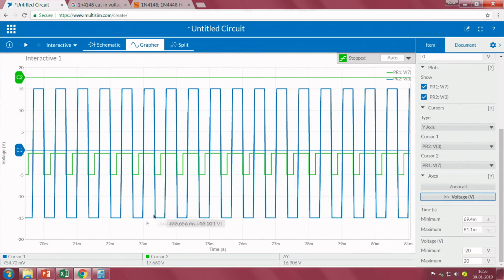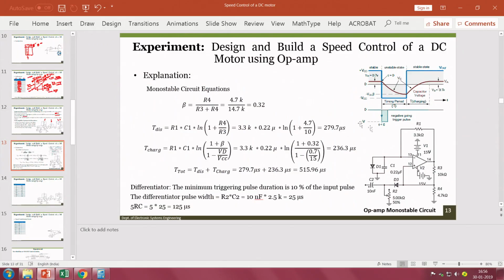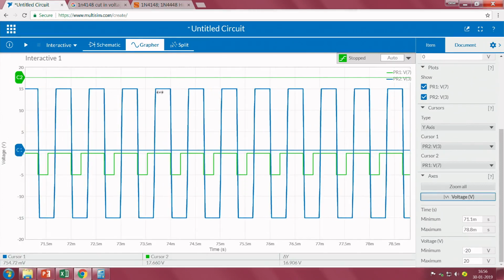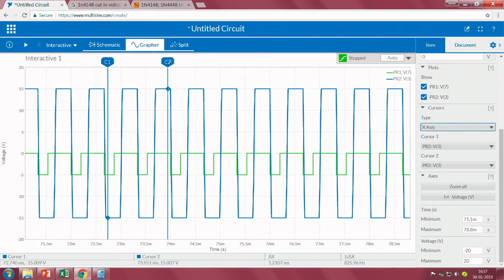So this time duration, when we observed, was somewhere around 280 microseconds. Let us see whether we are getting 280 microseconds. Let me create a cursor for PR2, and it should be an x axis cursor. So we are getting somewhere around 330 microseconds.